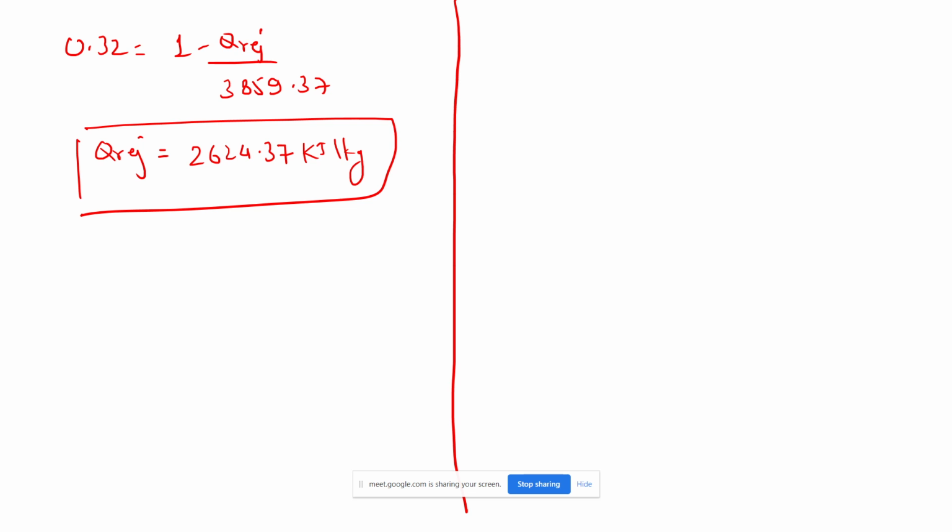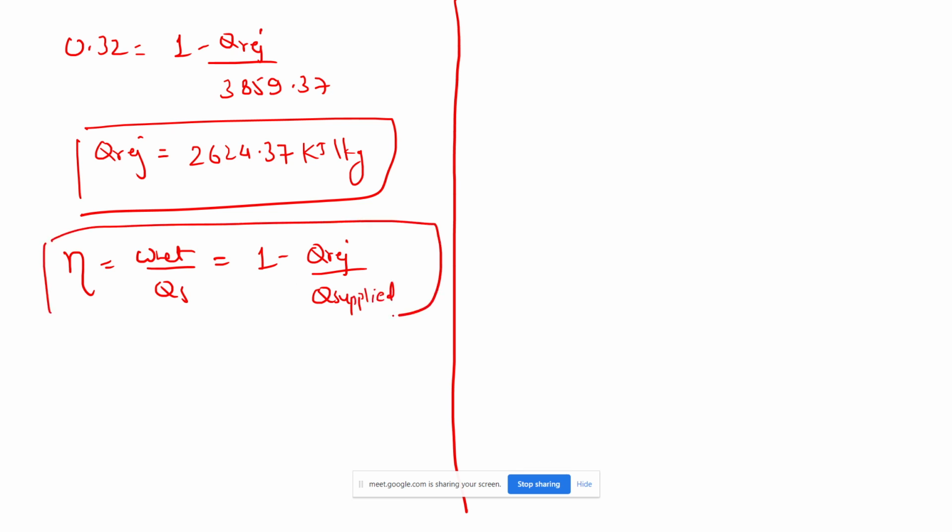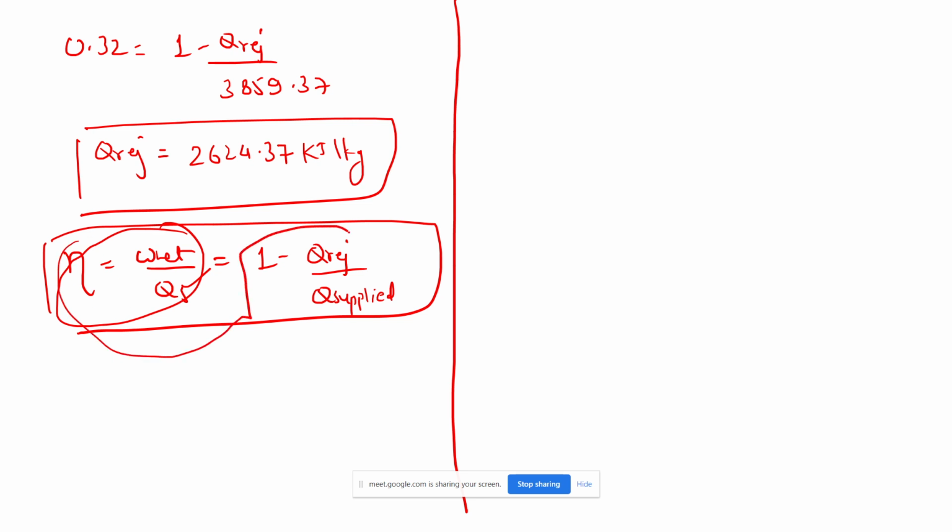No. I have already told you that efficiency can be written in different forms, like net work upon heat supplied, or you can write 1 minus Q rejected upon Q supplied. These are different forms by which efficiency can be written, and these two forms only we have used. Because QS is not given in the question, first we have to use the first formula to get QS, and after that we use the second one to get Q rejected.